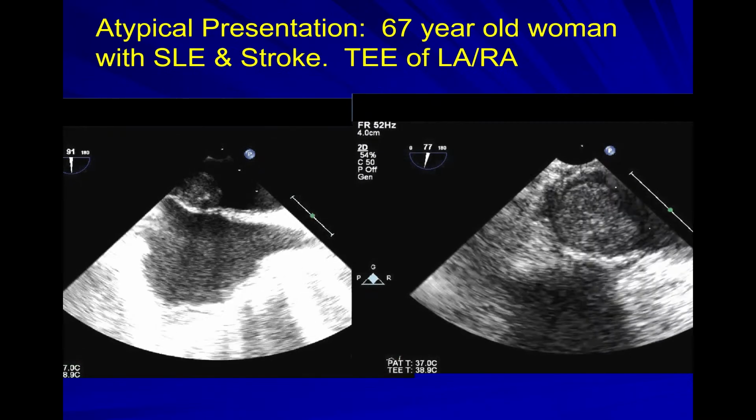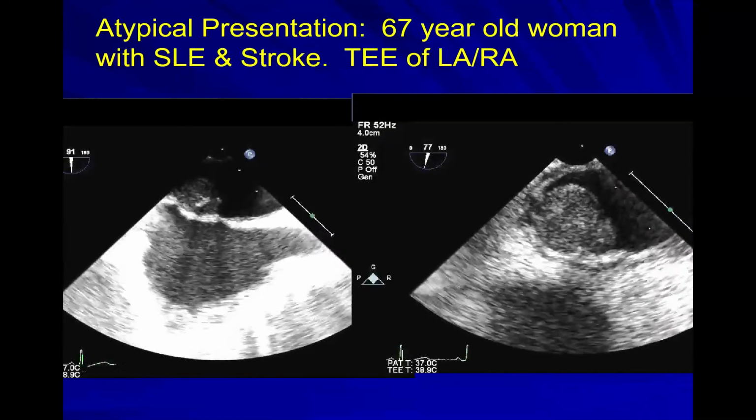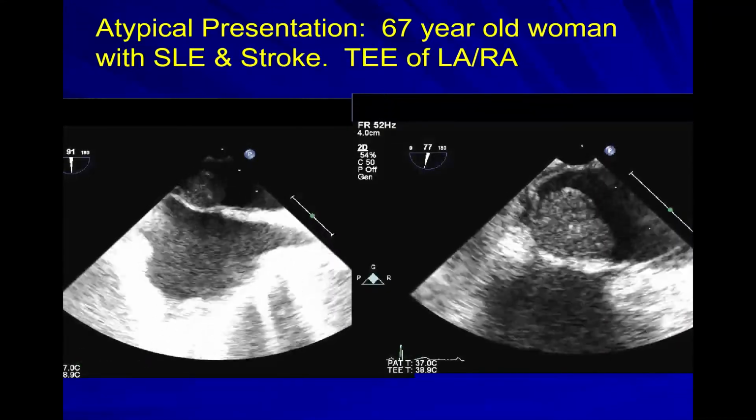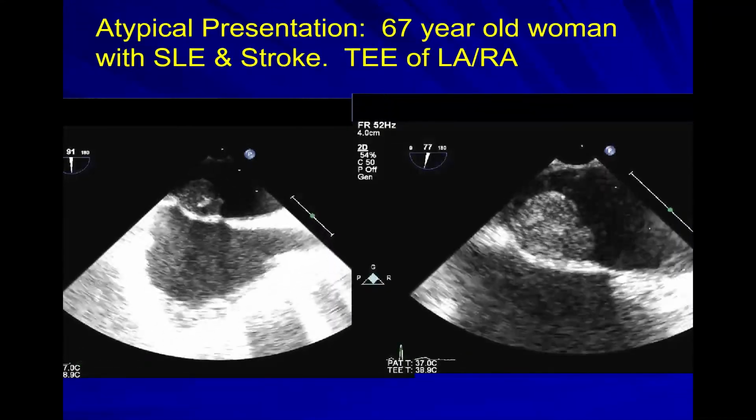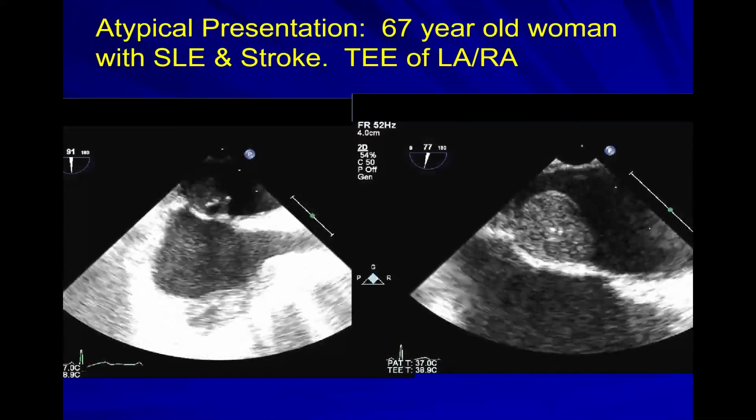This is her interatrial septum. You see a much larger mass, but it looks very similar to the one on the mitral valve. Very homogeneous, tightly adherent to the interatrial septum. It's in the left atrium.